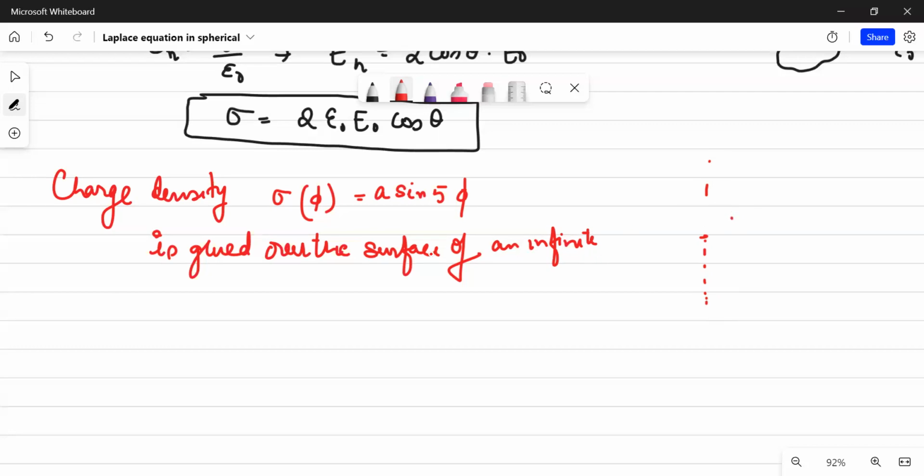So जब भी इस तरीके की language है, over an infinitely long cylinder, that implies that if you are seeing from origin, your charge density is symmetric with respect to z axis. So there would be no z dependence. If there is no z dependence, then whatever solution I wrote above would straightway be applied here. So your charge density is given by sigma phi is equal to a sine phi phi, which is glued over the surface of an infinite cylinder of radius r. We want to find potential inside as well as outside.